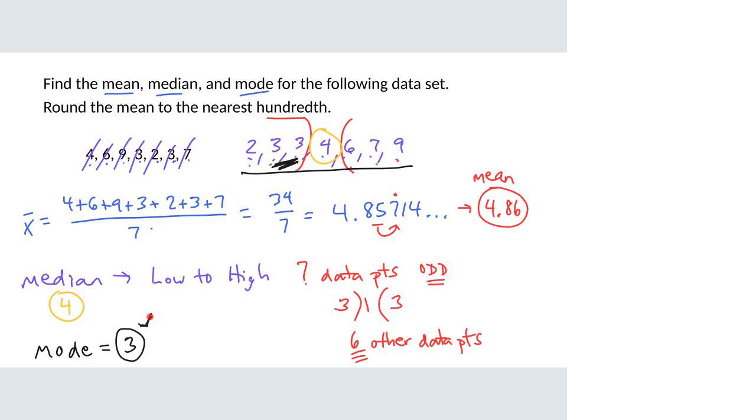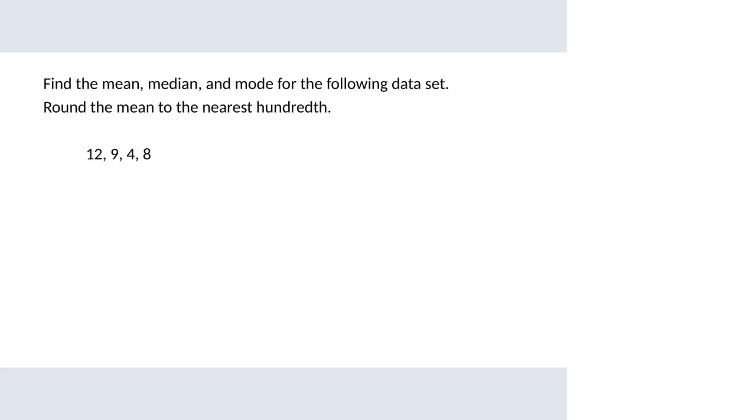I've got one more example I want to do before I have you try one. Find the mean, median, and mode for the following data set. Round the mean to the nearest hundredth. So it's very similar to the last question, the way this one is structured. The first thing we're going to do is find the mean. And we're going to find that by adding them up and dividing by how many there are. So it'll be 12 plus 9 plus 4 plus 8 divided by 4.